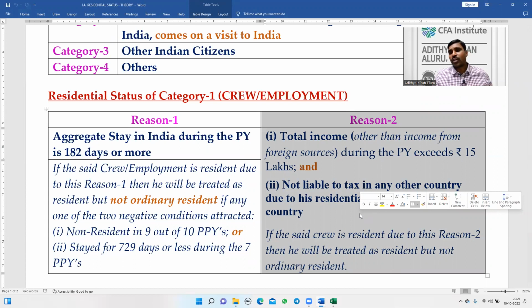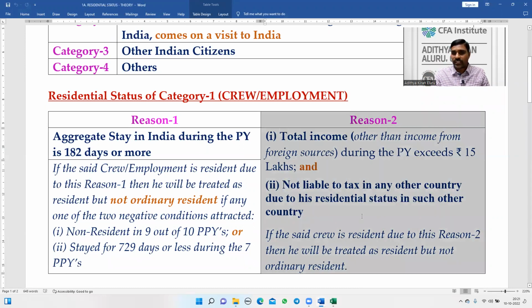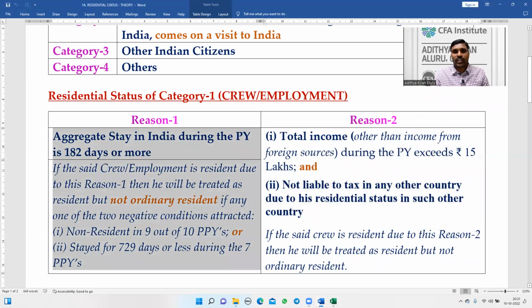Frankly speaking, for the examination, I have observed the previous examination questions. None of them touched this point. Maybe they thought that at the academic level this may not be necessary. Therefore, for the sake of simplicity in the examination, just ignore this reason and concentrate on this reason.